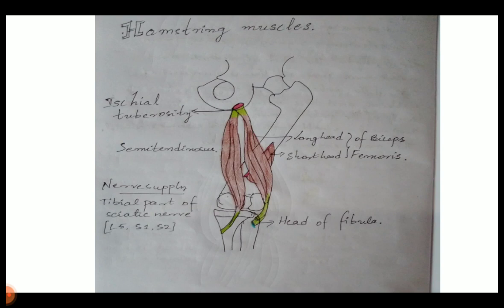Hamstring muscles: the common characteristic is that they have a common origin, common insertion, and common nerve supply. Starting with semitendinosus, we can see in this diagram it has its origin from the ischial tuberosity along with the long head of the biceps femoris, and it is inserted on the tibia. Its nerve supply is the tibial part of the sciatic nerve. The root values are L5, S1 and S2.